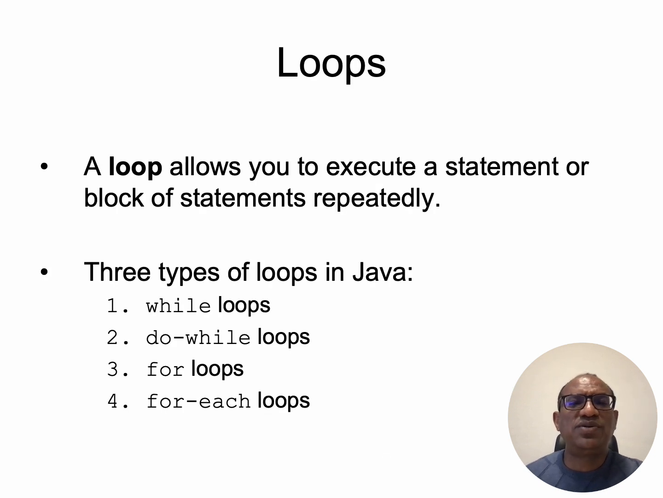A loop allows us to execute a statement multiple times. Java has 4 types of loops. The first one is the while loop. It repeats as long as the condition is true. The second is the do while loop. It executes at least once, then repeats if the condition is true. For loop. It repeats a fixed number of times. The for each loop is used for iterating over arrays and collections.